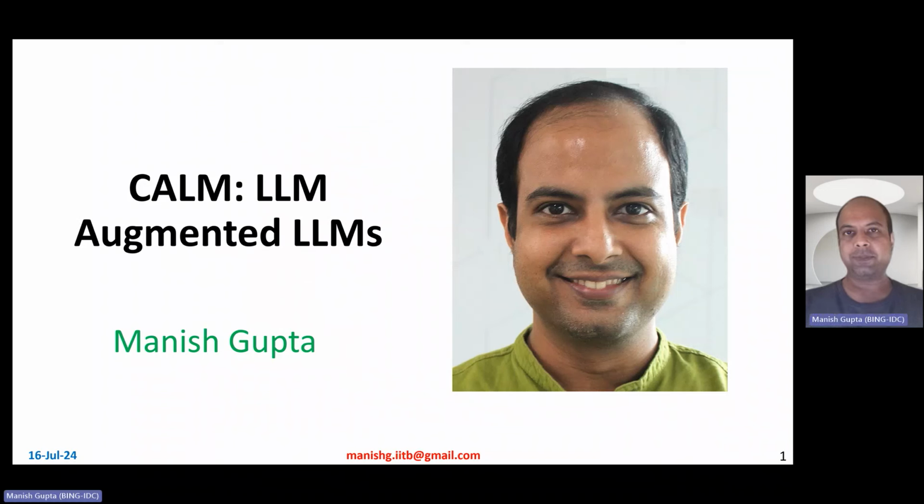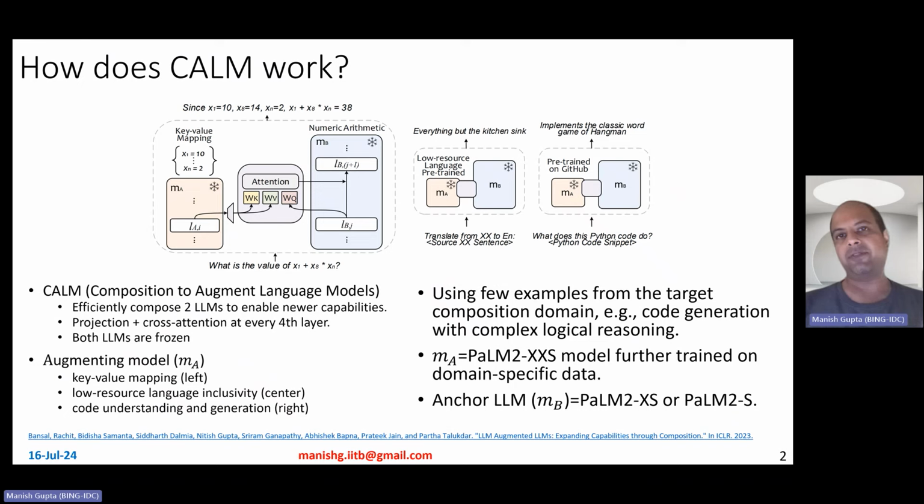Hi, my name is Manish Gupta, and in this video, I'm going to talk about CALM, which is about how you can use one LLM to augment the capabilities of another LLM and come up with some sort of compositional capabilities. Okay, so let me first talk about how CALM works, and then we'll see how it performs on various tasks. CALM actually stands for Composition to Augment Language Models.